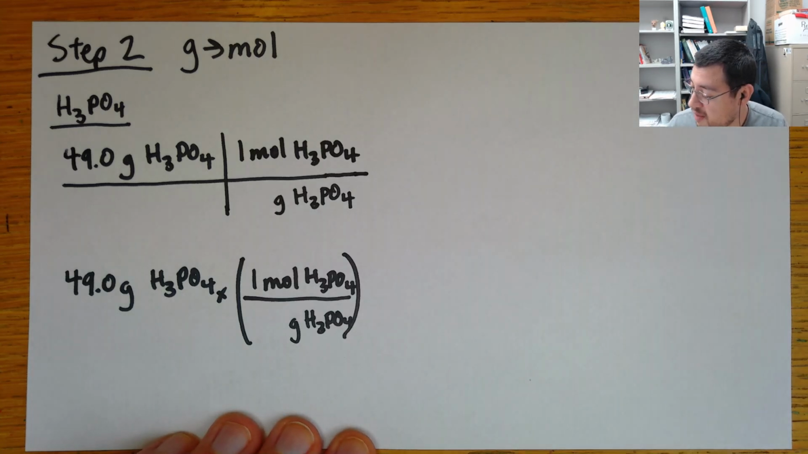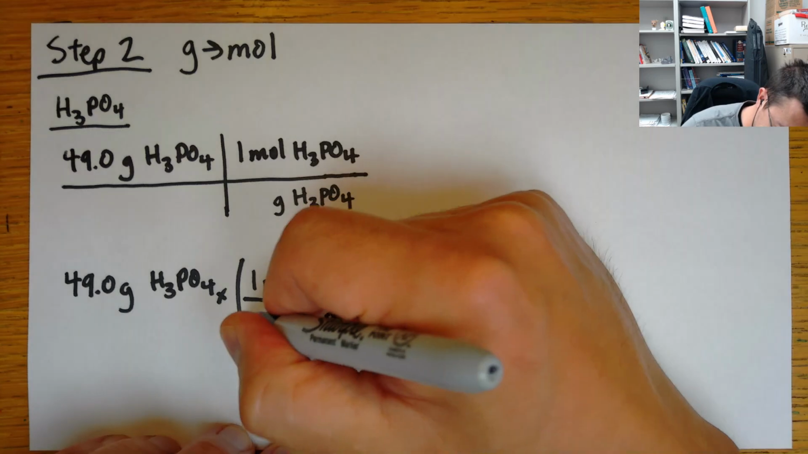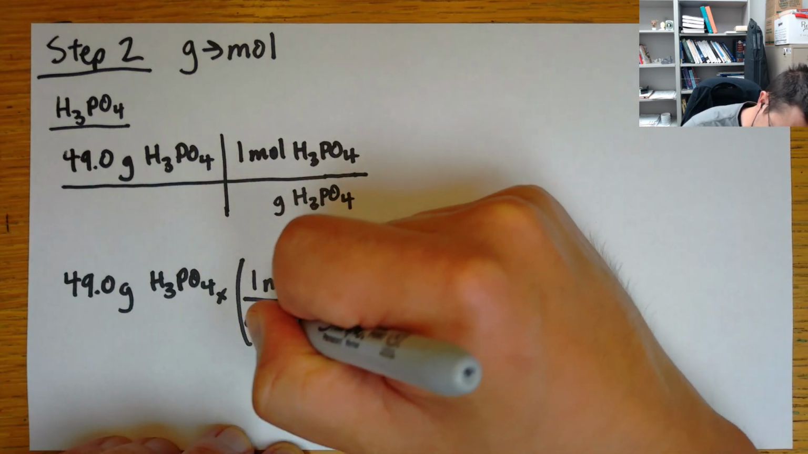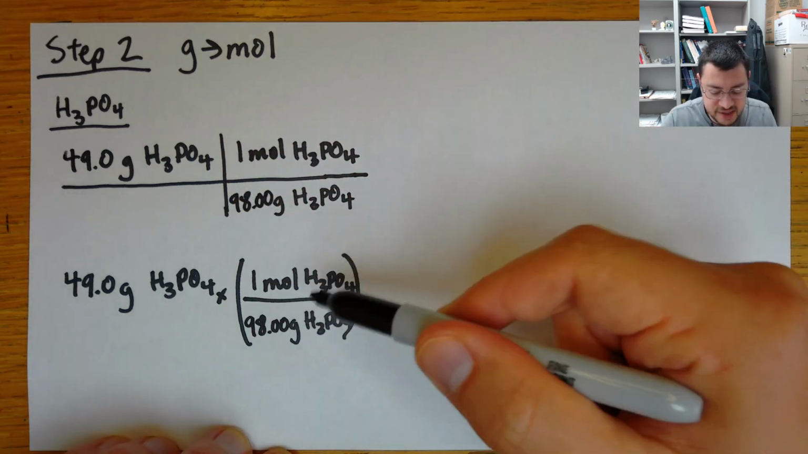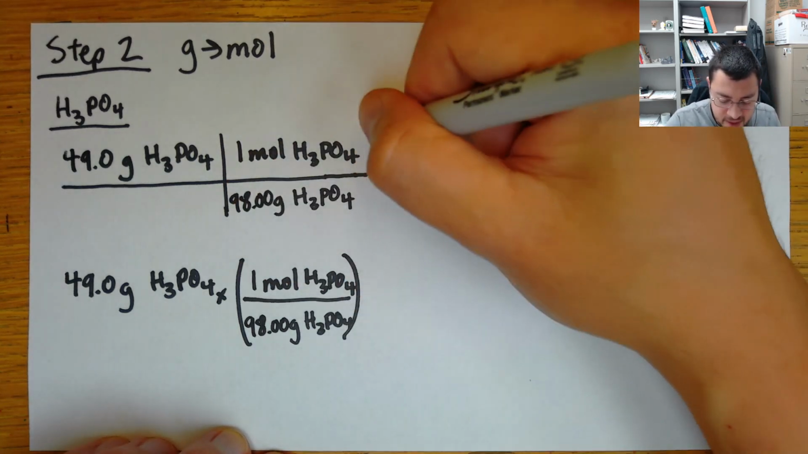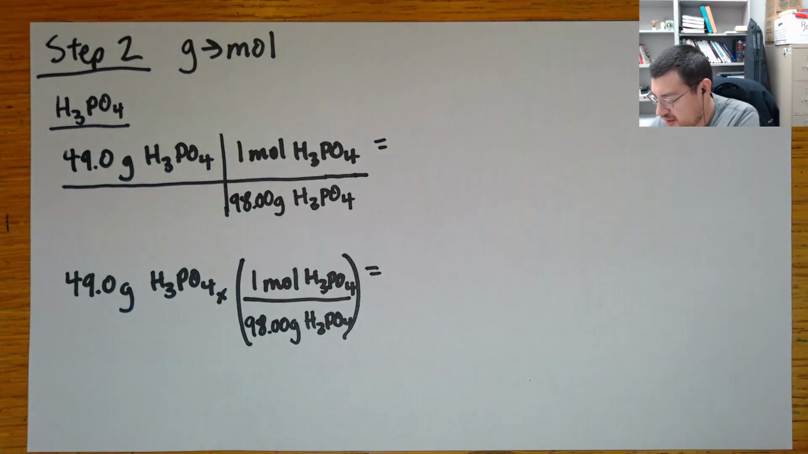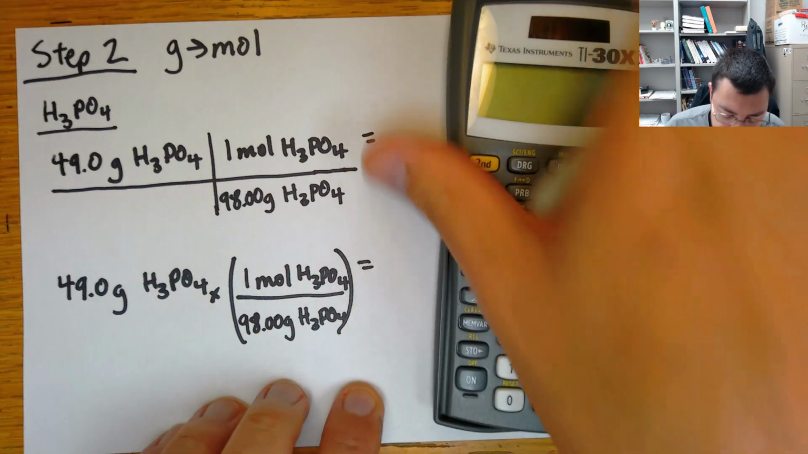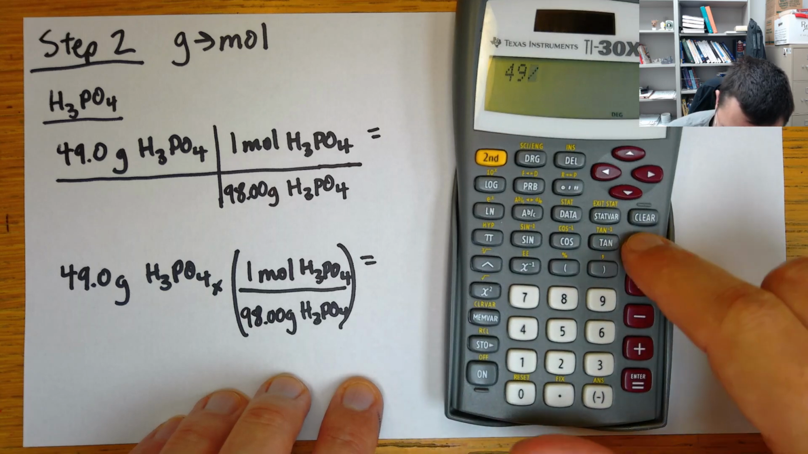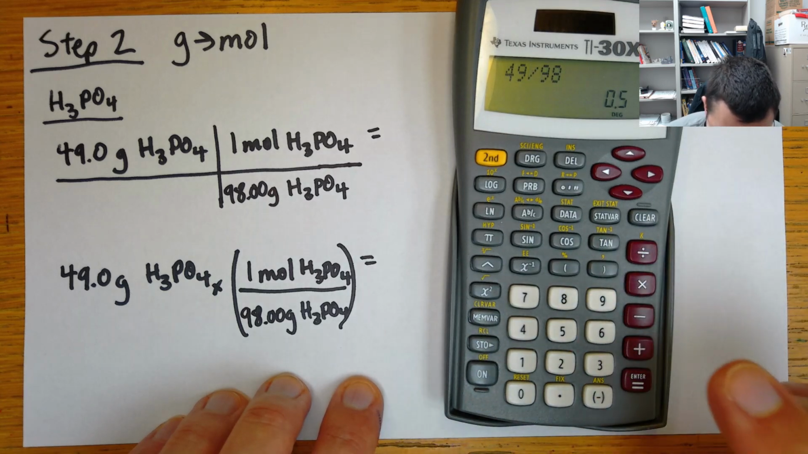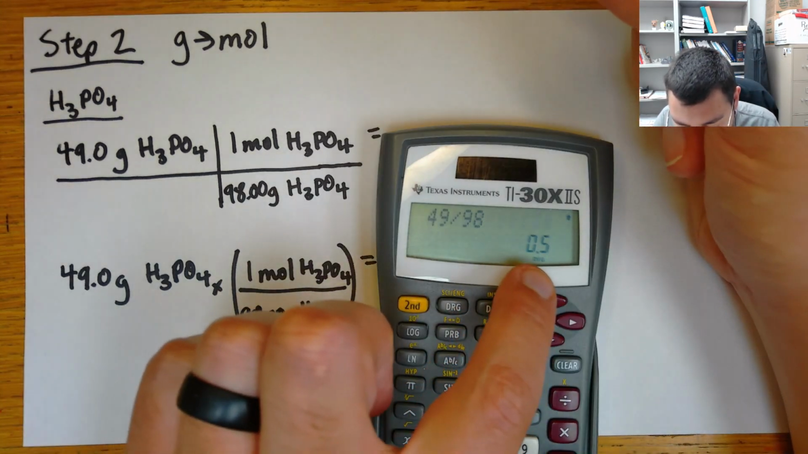All right, so we need a molar mass of phosphoric. We got the 98.00. I always place my units before I put in the numbers. All right, and this will give us moles. Time for the calculator. 49, oops, divided by 98. Oh, wow, exactly a half. All right, so 0.500.